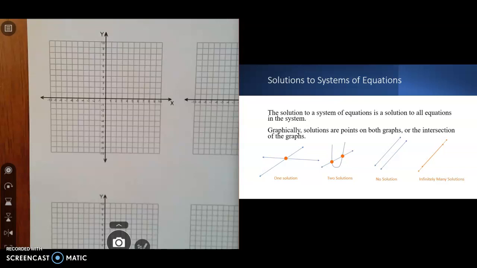So what we're going to have is more than one equation with more than one variable, and you're trying to solve all of that so that you have a solution that works for all of the equations at the same time. So the solution to a system of equations is a solution to all of the equations in the system. So you're going to get more than one equation with more than one variable, and you're trying to find the variables that work for everybody all at once.